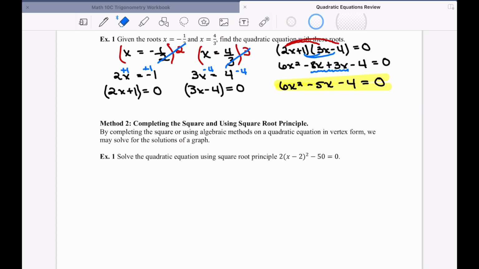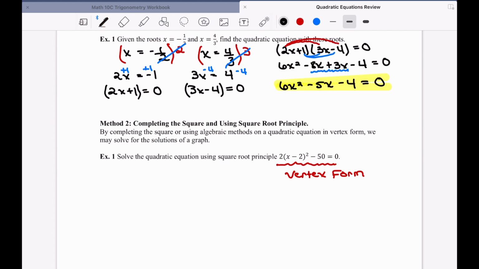Now method 2, so we had method 1, which is factoring. Method 2 is going to be completing the square and using the square root principle. So suppose that we look at this first example here and they say solve the quadratic equation using the square root principle. What they mean is that we're taking this function that looks like it's in vertex form. So we can almost say this is vertex form. If we want to take something that's in vertex form or something that's already been completed, or the completing the square method has already been done on this, let's just use our square root principle to get the x values or to get these specific roots of the equation.